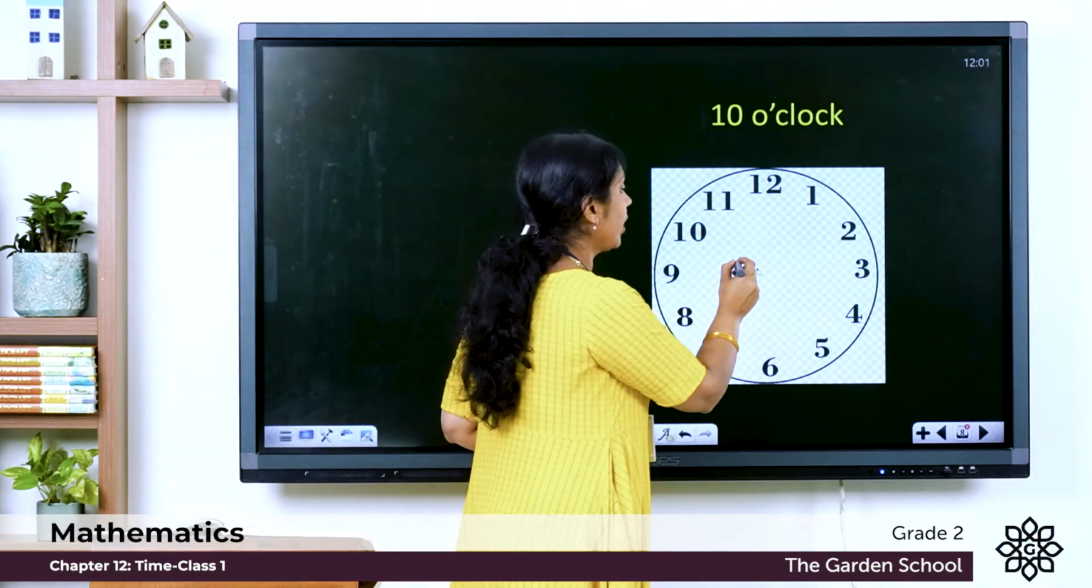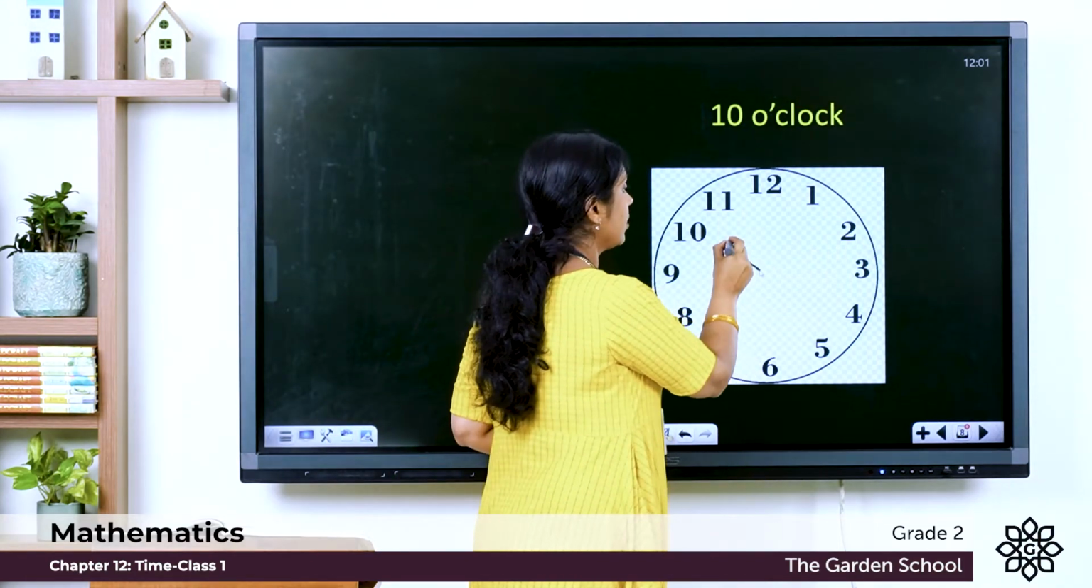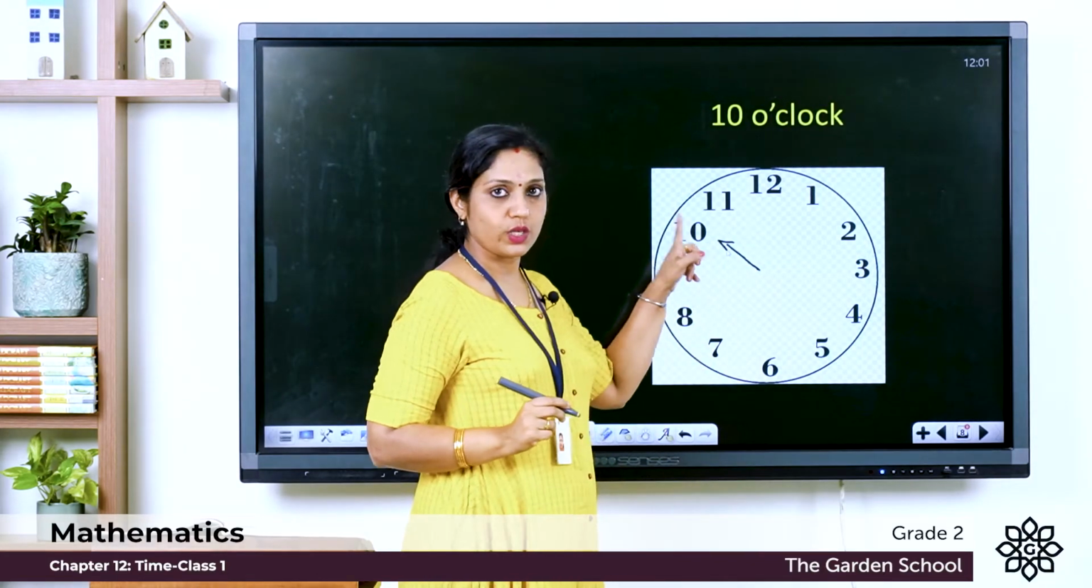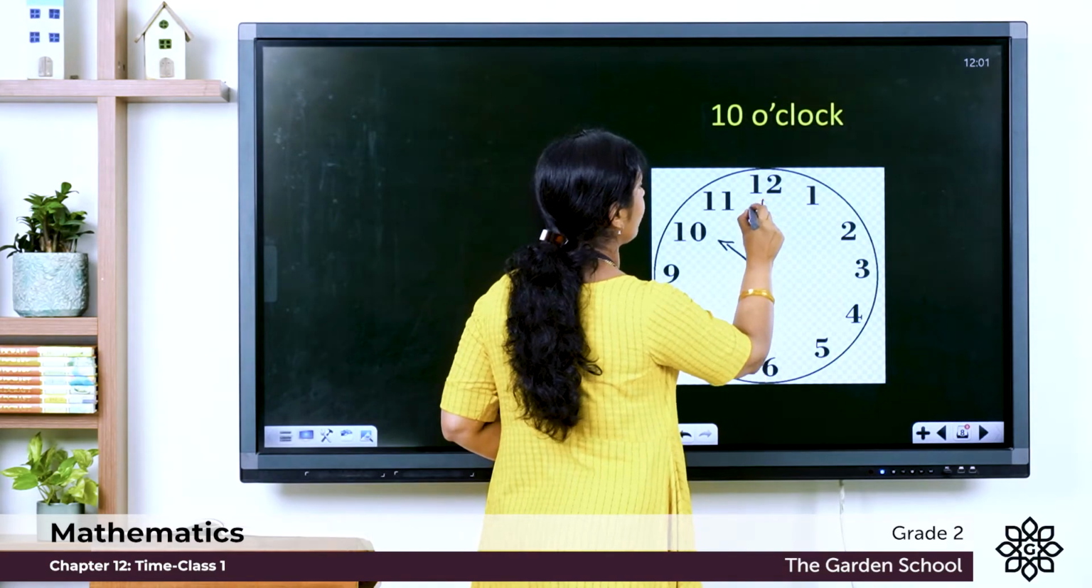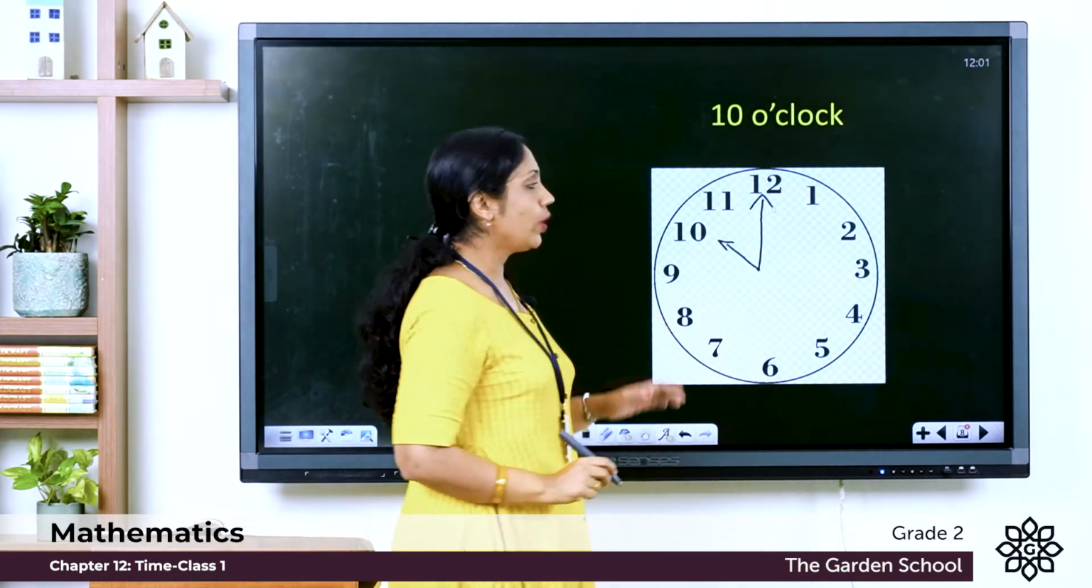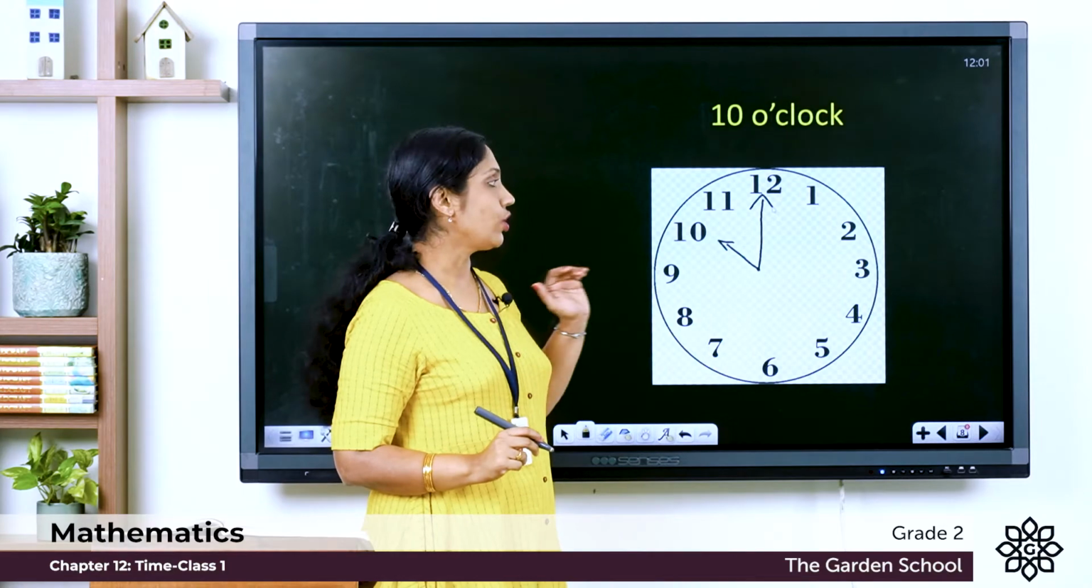So let's start drawing. The short hand, that is the hour hand, should point towards 10 because it is 10 o'clock. And the minute hand should point towards 12. And now we can say that the clock is showing 10 o'clock.